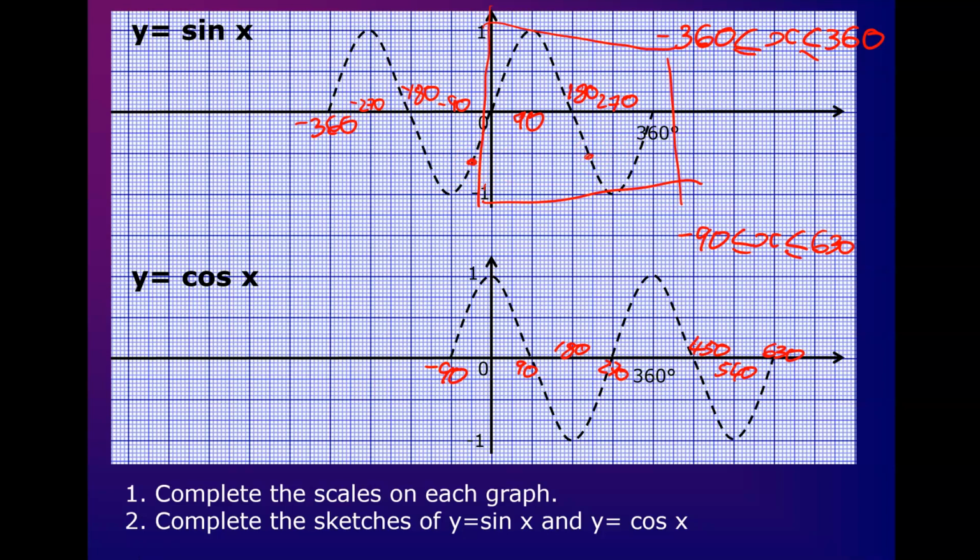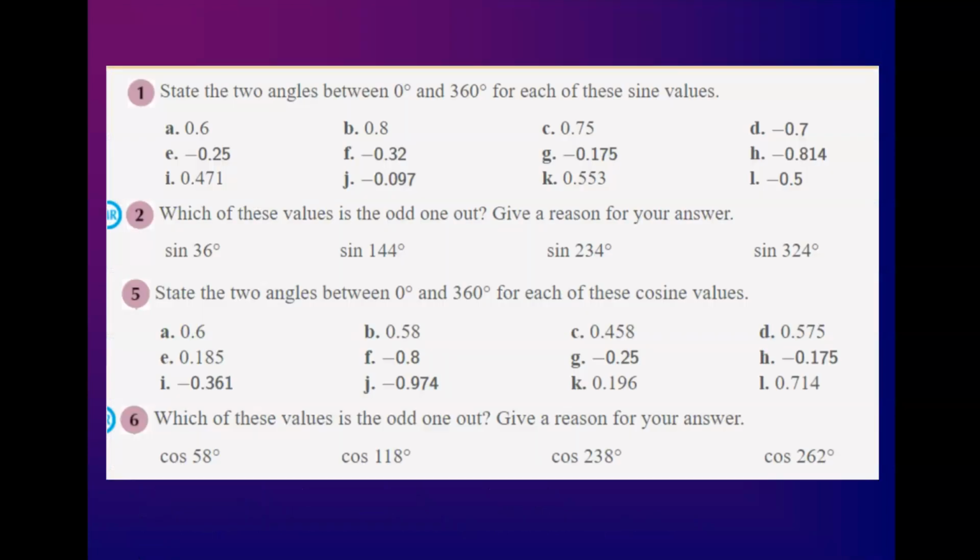Okay, so if you are happy with those, what you can do, you can go on and have a go at these questions. But it says state the two angles. We're always working between 0 and 360. So the first question's about sine. Question 5 is about cosine. So you've got your graphs drawn. See if you can get both values for each of those.